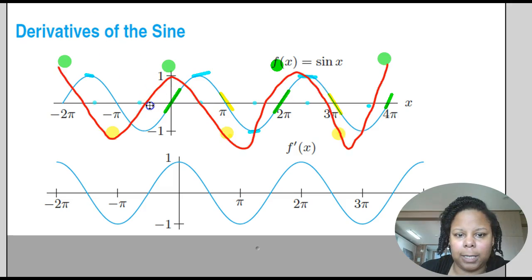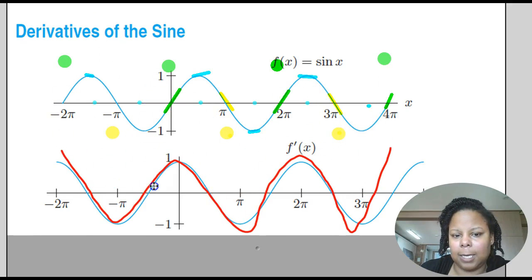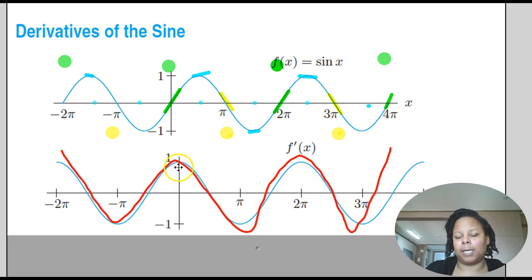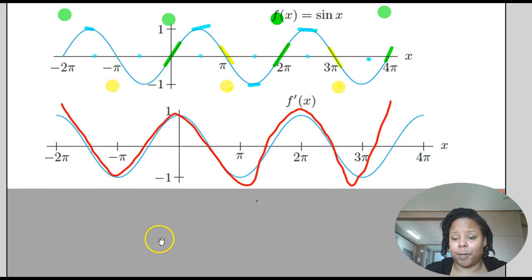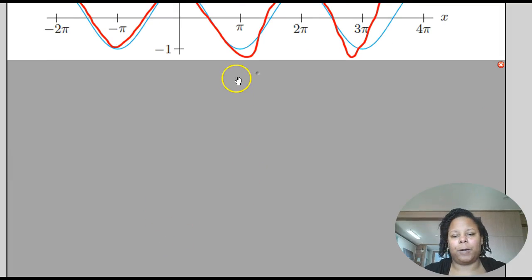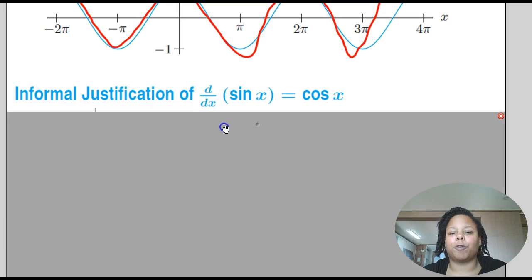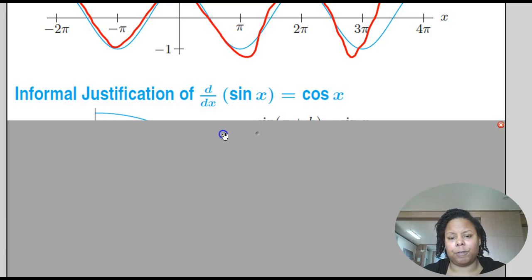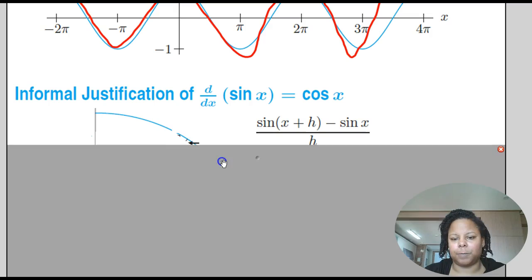And more importantly, it seems like the highest slope is at 1, and the lowest slope is at -1. And this looks very familiar. It looks very much like the cosine function. How can we take a look at this in another way? Well, here's a very informal justification that the derivative of the sine function is the cosine function.